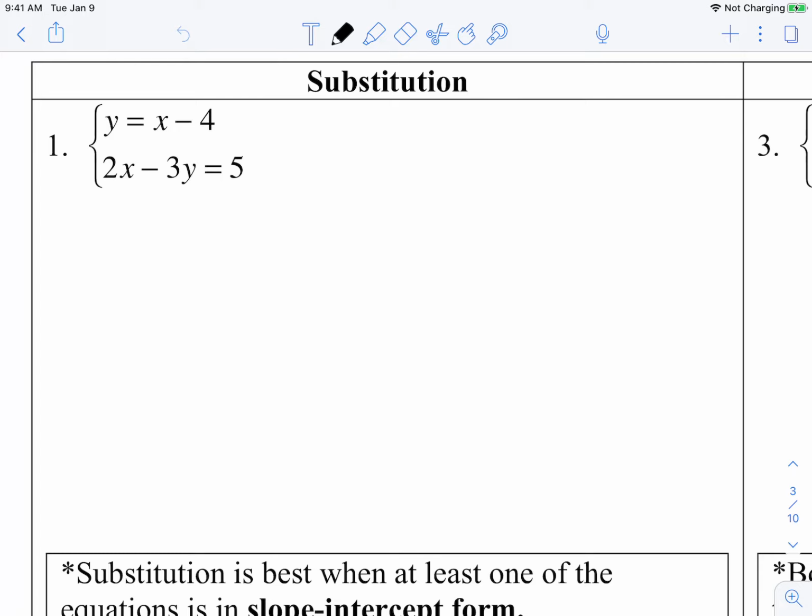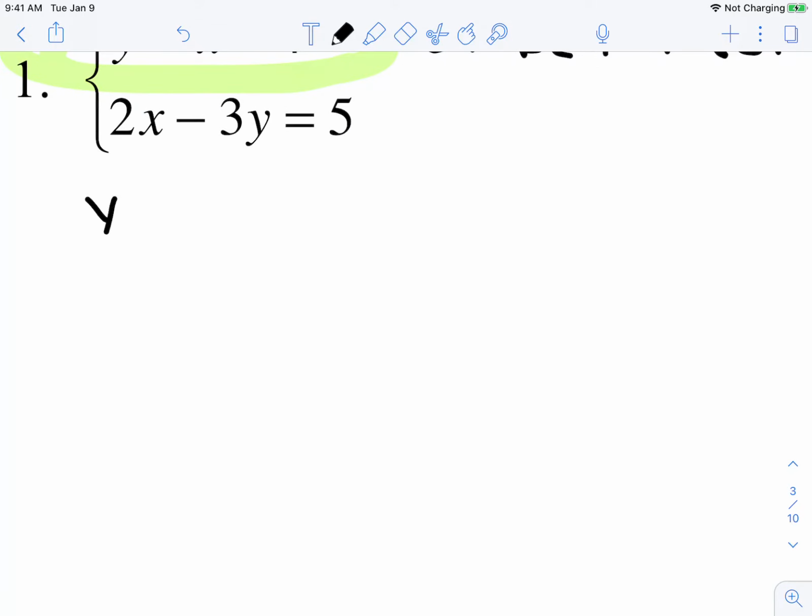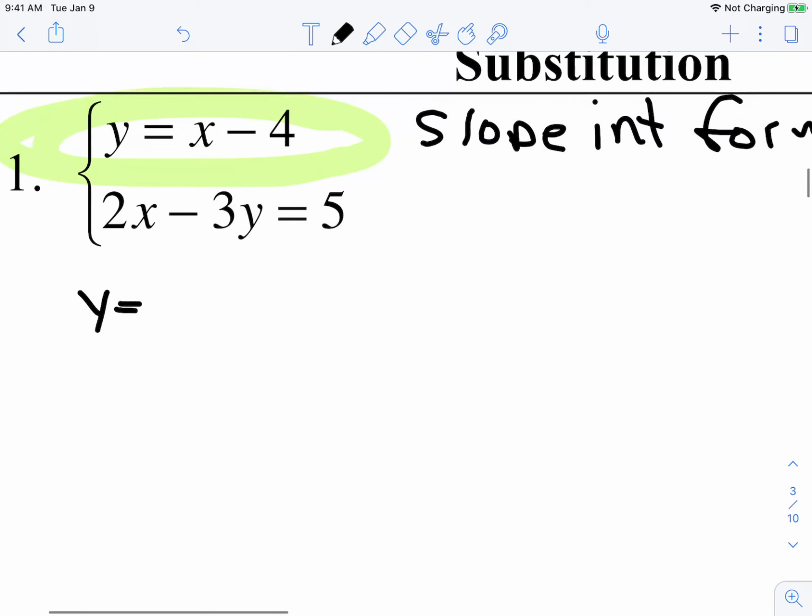We generally use substitution when at least one of the equations is in slope-intercept form. Some of you guys might find it easy to put one equation in slope-intercept form, and so if you want to use substitution whenever possible, go ahead and do so. But what I'm going to do now is write out the equations side by side.